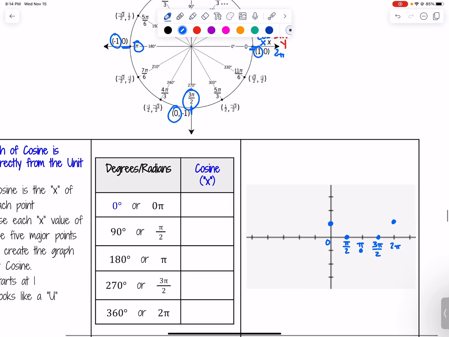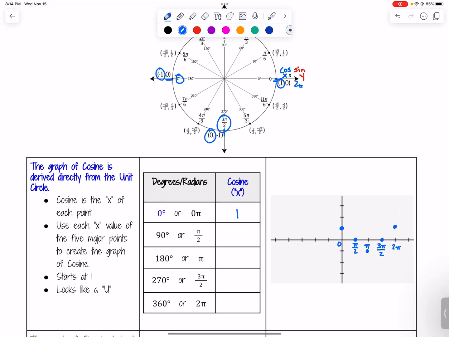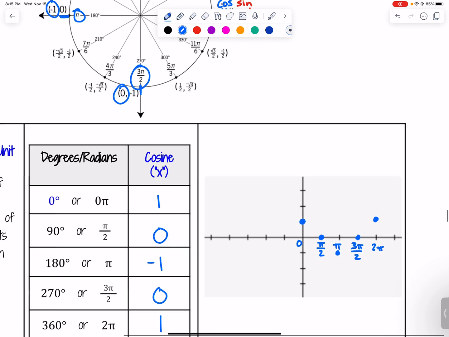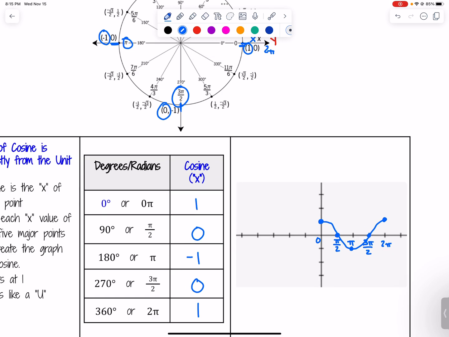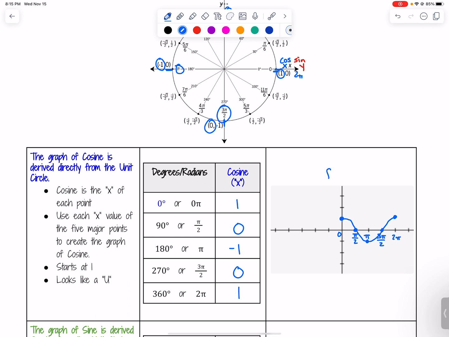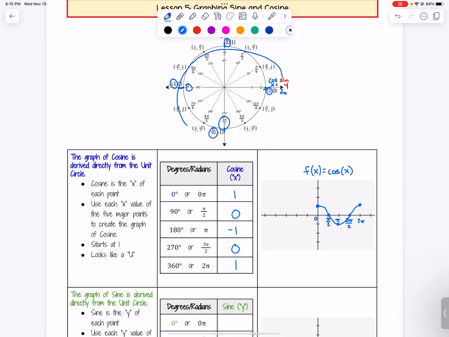We can also write that down. So 0 started with 1, 90 was 0, 180 was -1, 3 pi over 2 was at 0, and 360 or 2 pi was back at 1. So notice that also looks symmetrical. It goes down and then back up. And it looks like a U-shaped graph when we connect the dots. So that's one full cycle of cosine. That's our parent function. So we could say that is f of x equals cosine of x. There's no transformations, and it's just one period of the graph, or one full cycle around the unit circle.